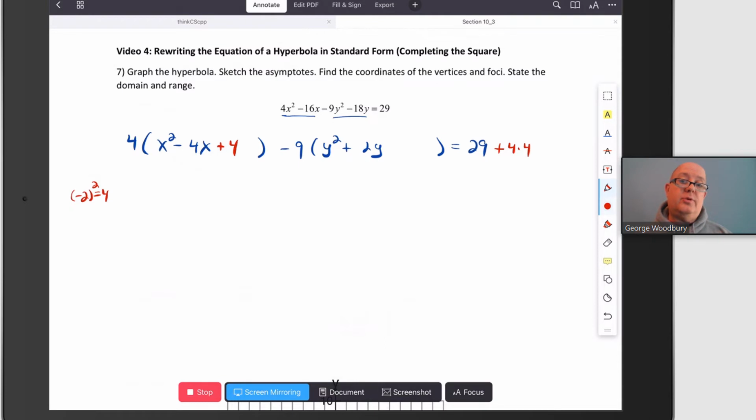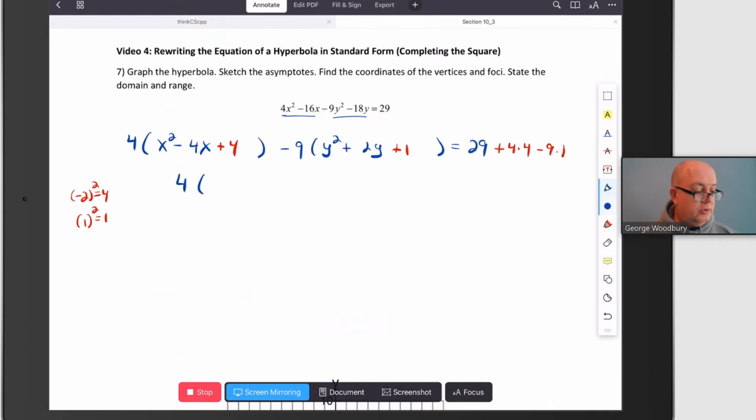Same idea for the y terms. Half of 2 is 1. 1 squared is 1. So I'm going to add 1 in the parentheses. But because of the negative 9 in front, I really have negative 9 times 1 on the left. I need the same thing on the right, minus 9 times 1.